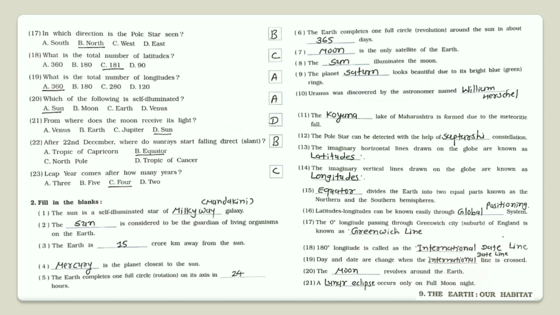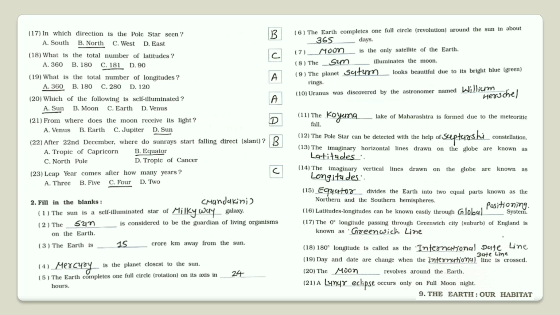First, the Sun is a self-illuminated star of the Milky Way, Mandakini. B, the blank is considered to be the guardian of living organisms on the Earth. Answer is Sun. Third number: the Earth is 15 crore kilometers away from the Sun. Fourth number: Mercury is the planet closest to the Sun. Fifth number: the Earth completes one full circle rotation on its axis in 24 hours.